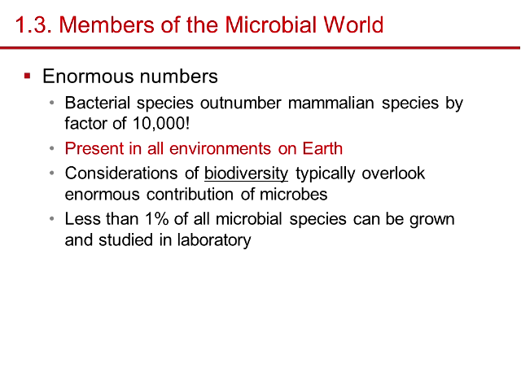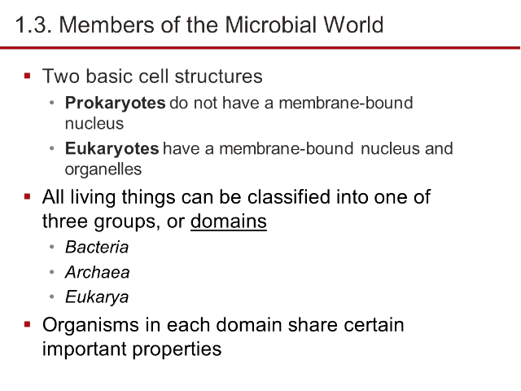Now, members of the microbial world, there's enormous numbers. Bacterial species outnumber mammalian species by factors of 10,000. And they're present in all environments on Earth. Even the hottest thermal geysers in Yellowstone, and even in Antarctica, there are bacteria that grow there. And they're able to survive and multiply. Considerations of biodiversity typically overlook the enormous contribution of microbes. And less than 1% of all microbial species can actually be grown or studied in the laboratory. Kind of scary when you think about it. They outnumber us 10,000 to 1, and yet they're hard to study.